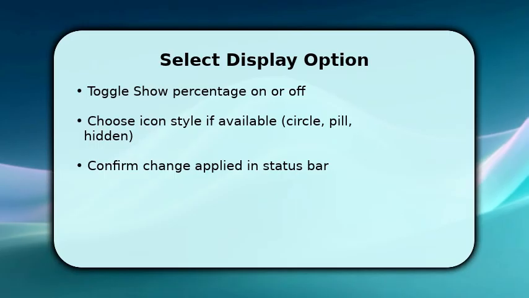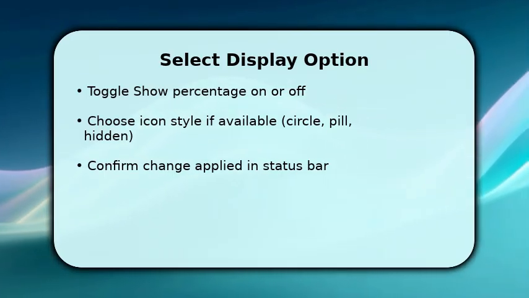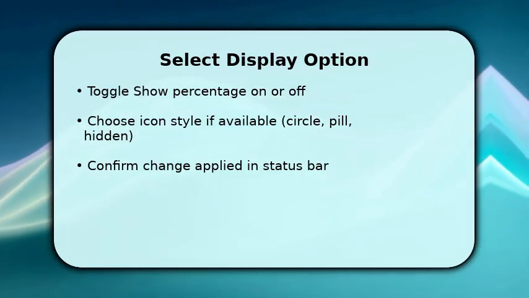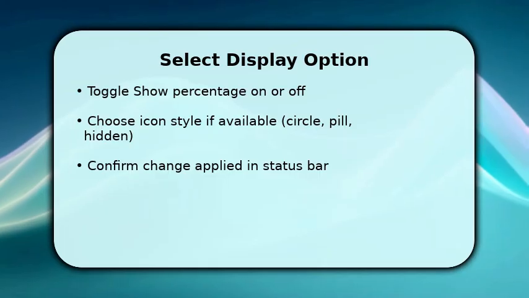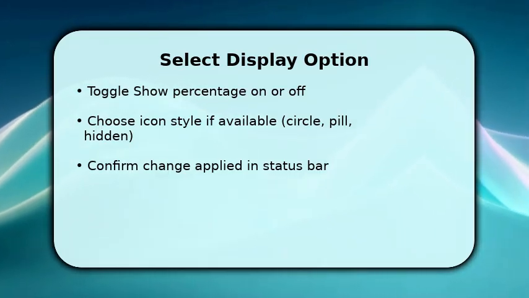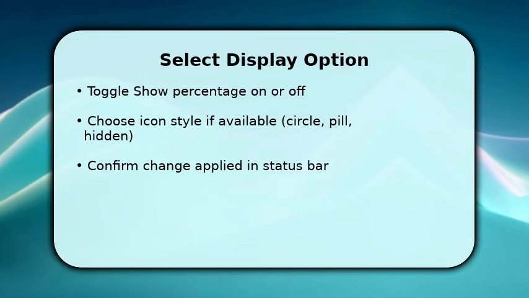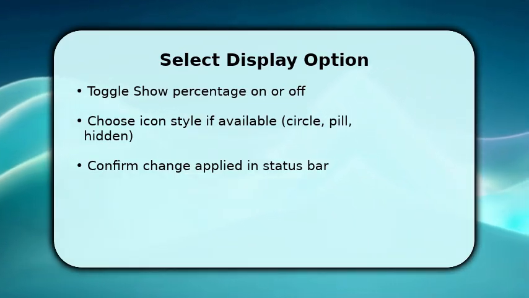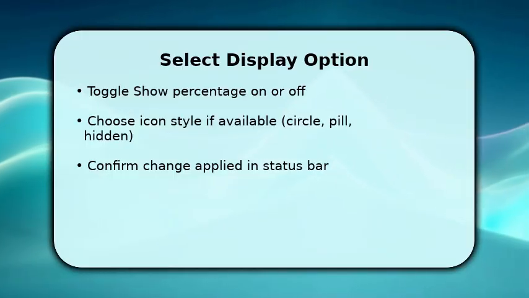Now choose the exact display change you want. Flip the Show Percentage toggle to add numbers next to the icon, or pick an icon style if your device offers choices. You do this because numeric readouts give precise info while icons give a cleaner look. Pick what helps you. Once you toggle or select a style, watch the status bar to confirm it updates immediately. If the change doesn't appear, back out and re-enter to force the interface to refresh.